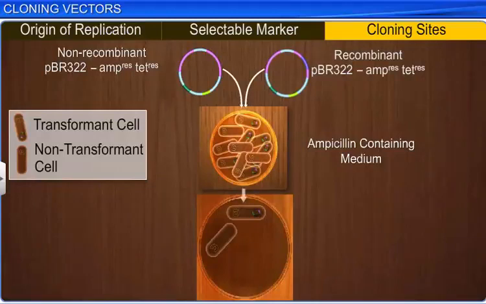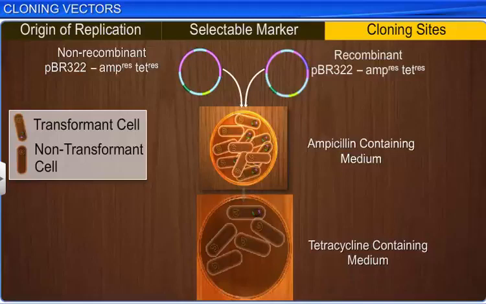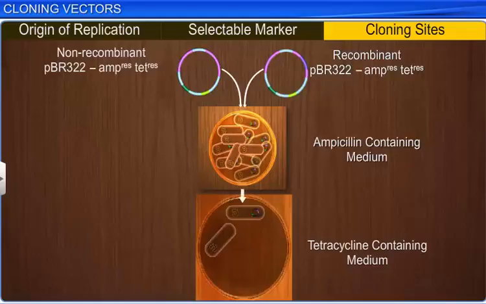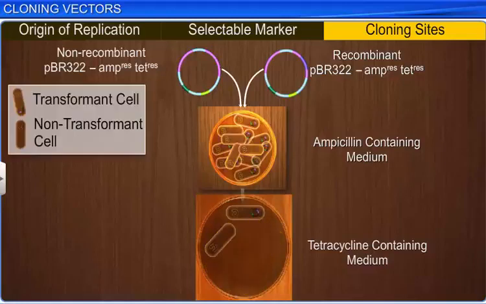Then, the transformants growing on the ampicillin-containing medium are transferred to a tetracycline-containing medium. In the tetracycline medium, there is no growth of recombinant transformants. Meanwhile, non-recombinants grow on the medium containing both the antibiotics. Therefore, while one antibiotic resistance gene helps select the transformants, the other one gets inactivated due to insertion, thereby helping in the selection of recombinants.